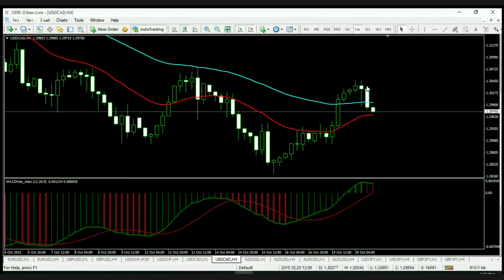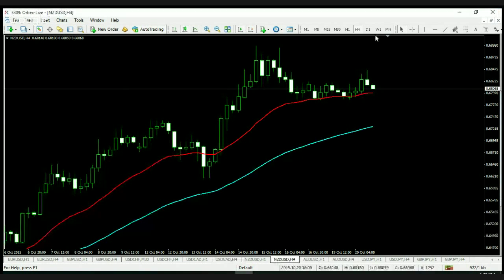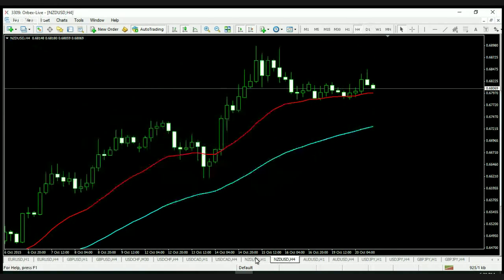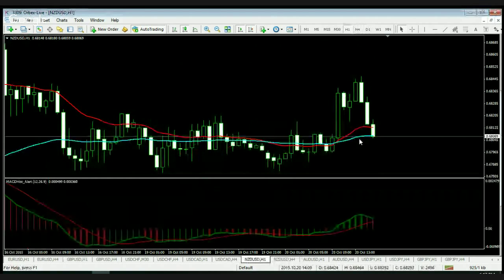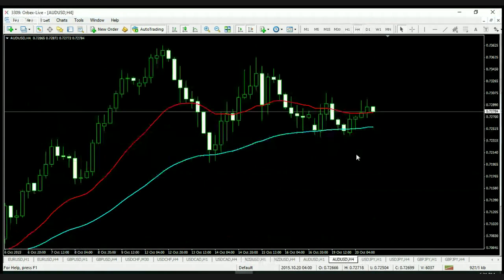Canadian dollar going down. Oil price is going up, so the downtrend will continue. There was a rally, but now oil price is going down, so the downtrend will continue. This is New Zealand dollar. It seems to be on the downtrend now, so we will see. Aussie dollar again, uptrend.